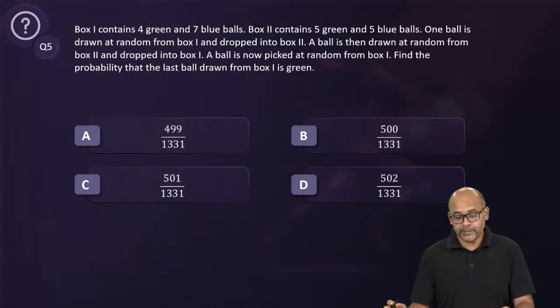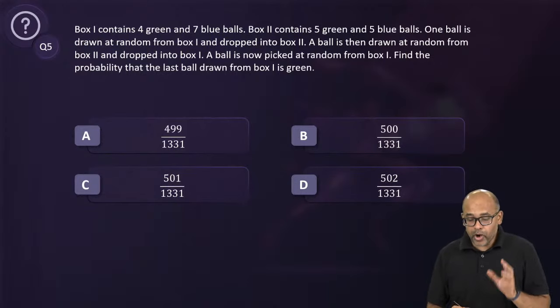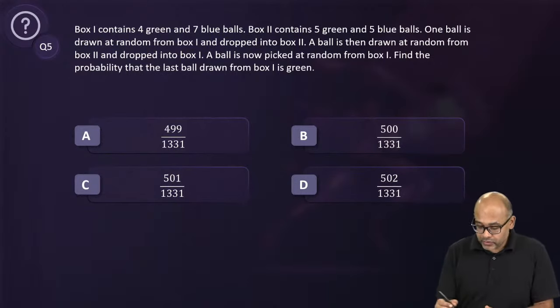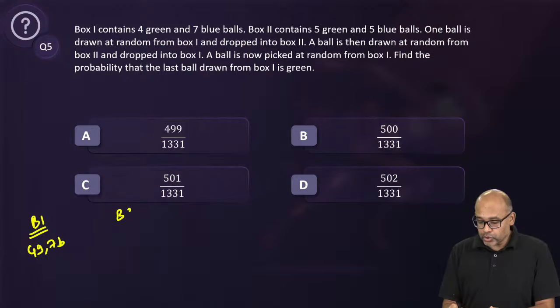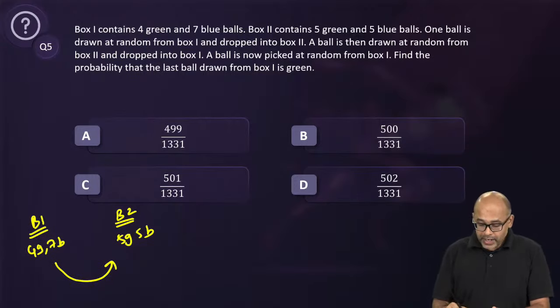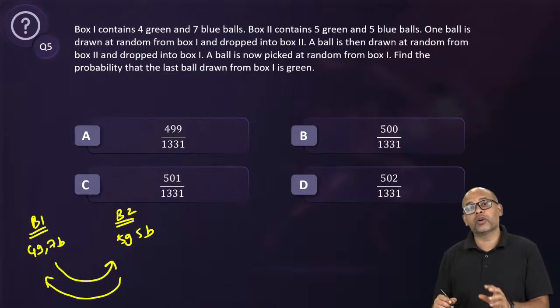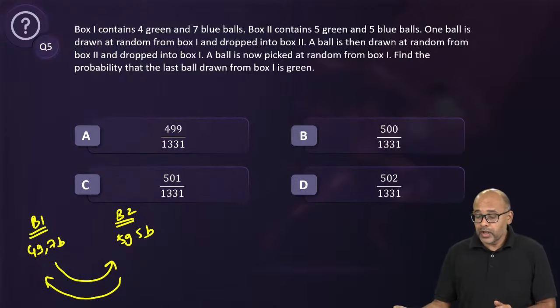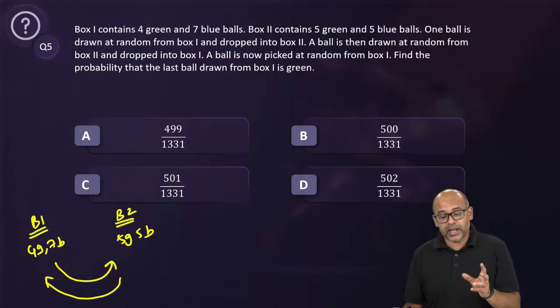Alright, so that's about time. Okay, what is mentioned here? Box 1 contains 4 green and 7 blue balls. Box 2 contains 5 green and 5 blue balls. Now one ball is drawn at random from box 1 and dropped into box 2, and then one ball from box 2 is picked and dropped into box 1. Now a ball is picked from box number 1. Find the probability that the last ball drawn from box number 1 is green.